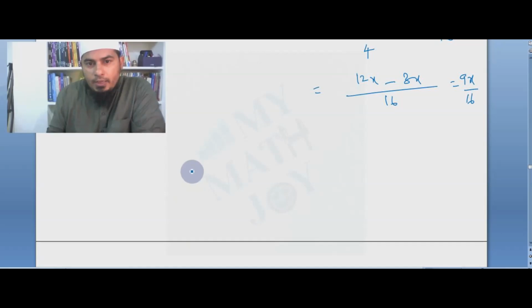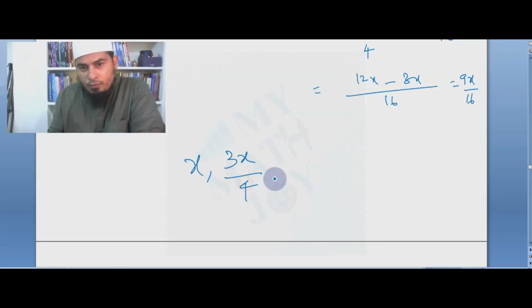So initially, how much gas was there? Firstly it was x. After removing 1/4 of x, how much was present? 3x by 4 was present. Then next, how much is removed? 1/4 of this 3x by 4 is removed. So how much is left? 9x over 16 is left.